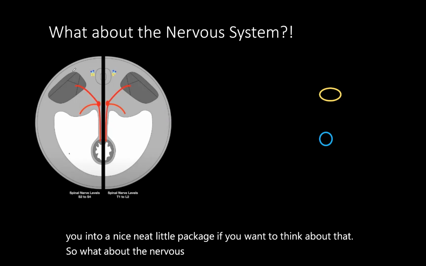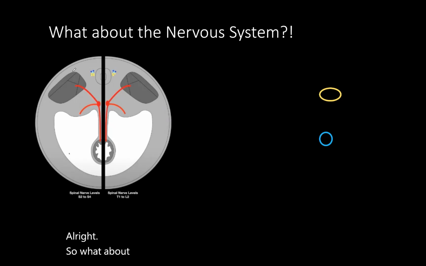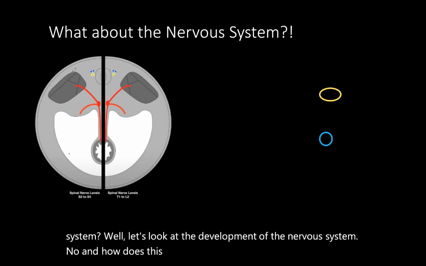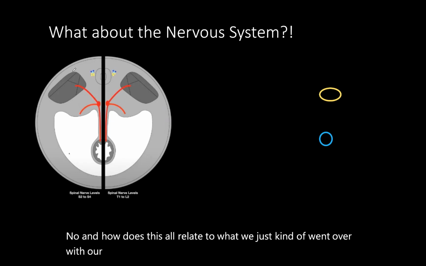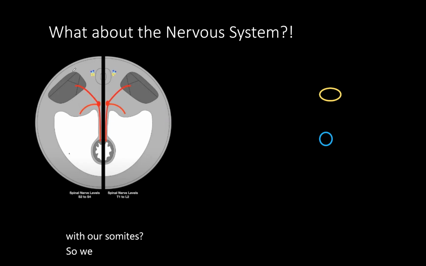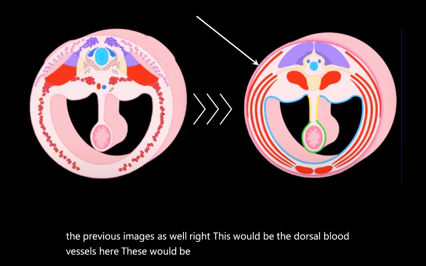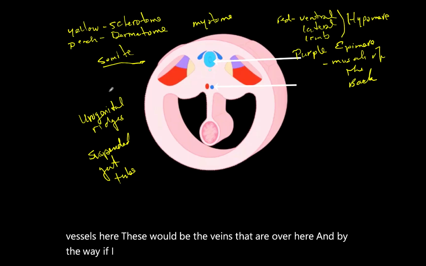What about the nervous system? Well, let's look at the development of the nervous system, and how this relates to what we just went over with our somites. So we have some dorsal blood vessels, and you saw these in the previous images as well. This would be the dorsal blood vessels here, and these would be the veins over here. If I keep going back, they're there as well: the dorsal arteries and the dorsal veins right there.